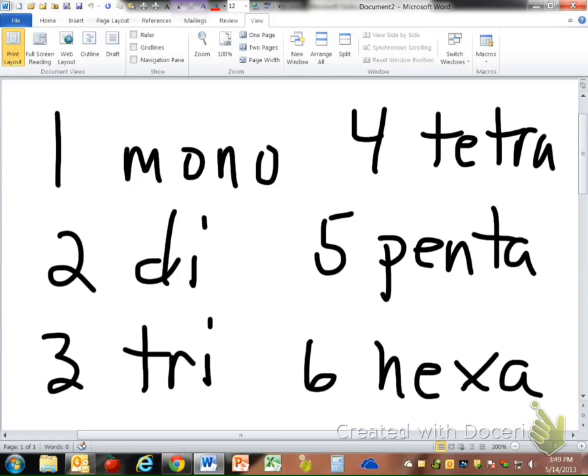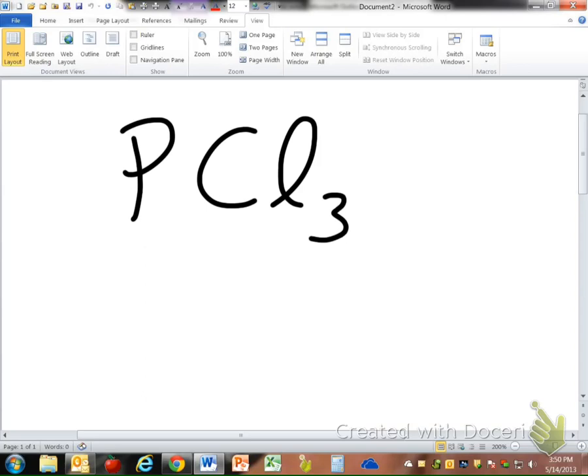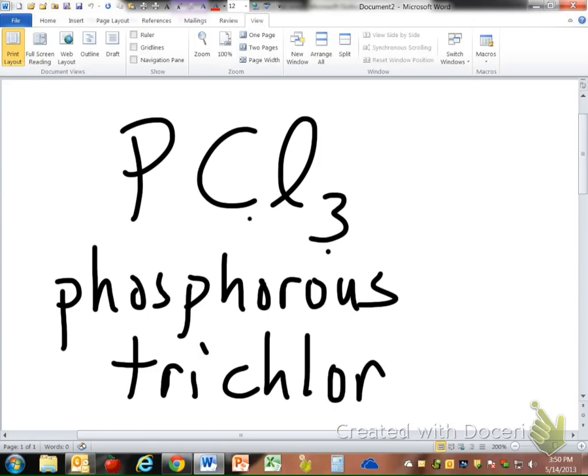So let me do one more example of the covalent bonds. I'm looking at N2. I think I've already done that. So I'm looking at PCl3. Only one phosphorus, and we don't use mono on the first one. So I just write phosphorus. I have the prefix 3 and the element chlorine. So I say trichloride.